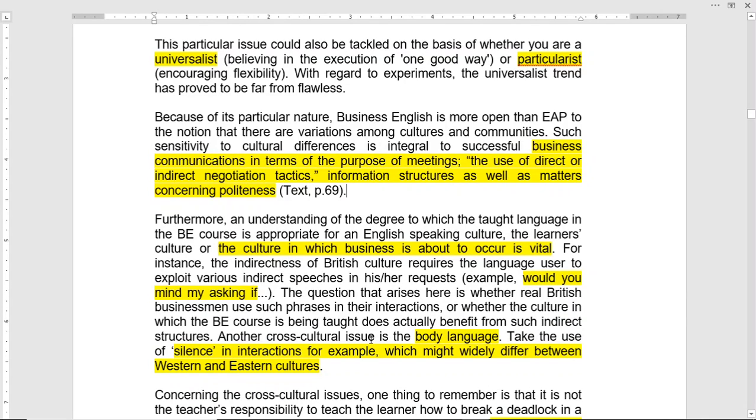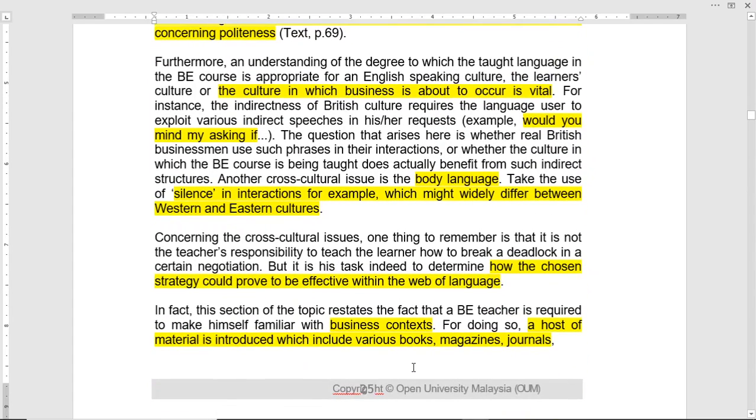For example, in indirect speeches such as would you mind my asking if kind of language. Another cultural issue is the body language. Take the use of silence in interactions, for example, which might widely differ between Western and Eastern cultures. So, how the chosen strategy could prove to be effective within the web of language has to be determined.